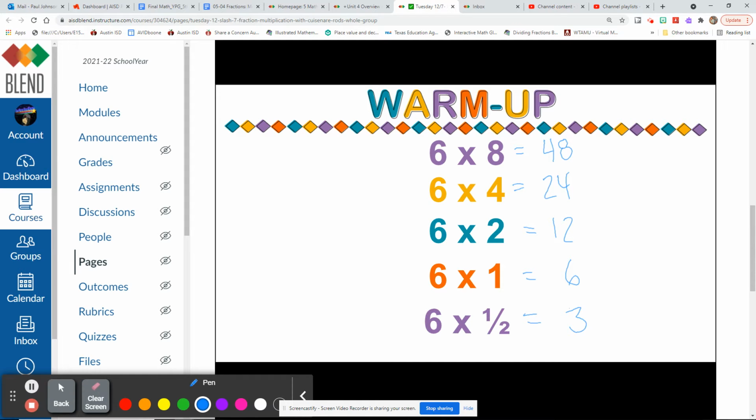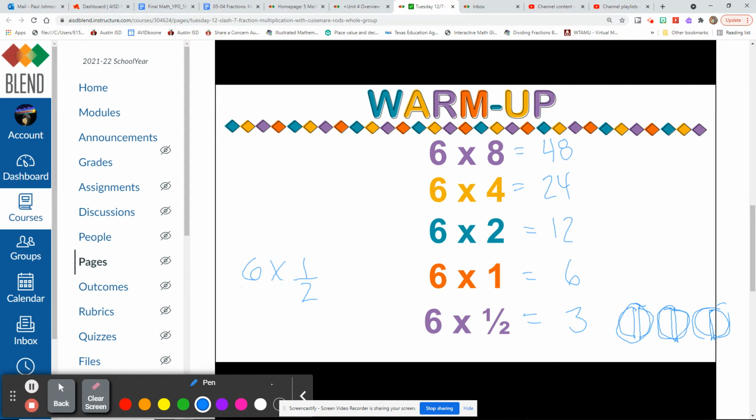All right. And the reason why 6 times 1/2 equals 3 is because let's say that we had 1/2, 2 halves, 3 halves, 4 halves, 5 halves, and 6 halves. That looks like 3 wholes to me, right? And there's 1 whole, 2 wholes, and 3 wholes. So 6 times 1/2.